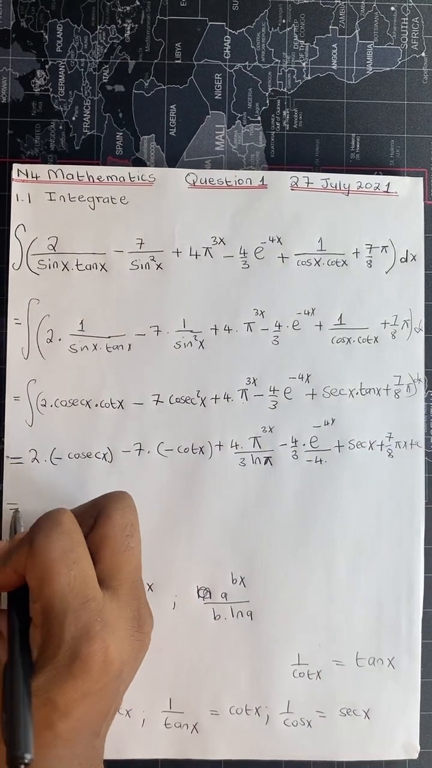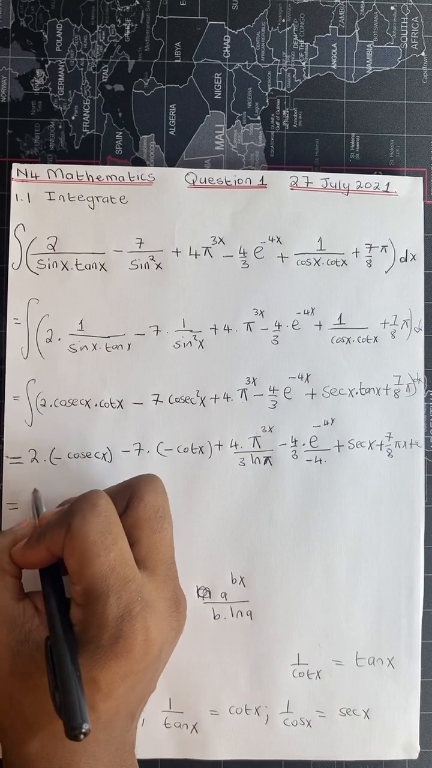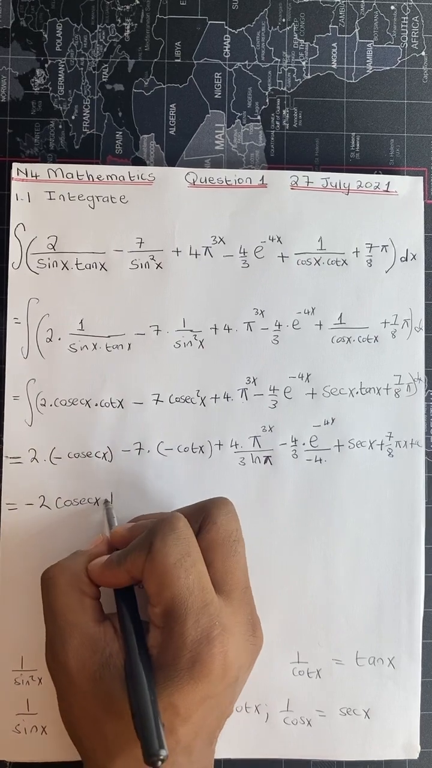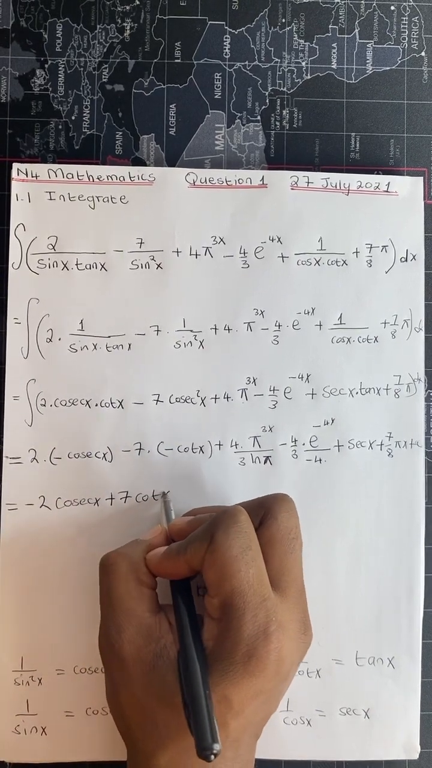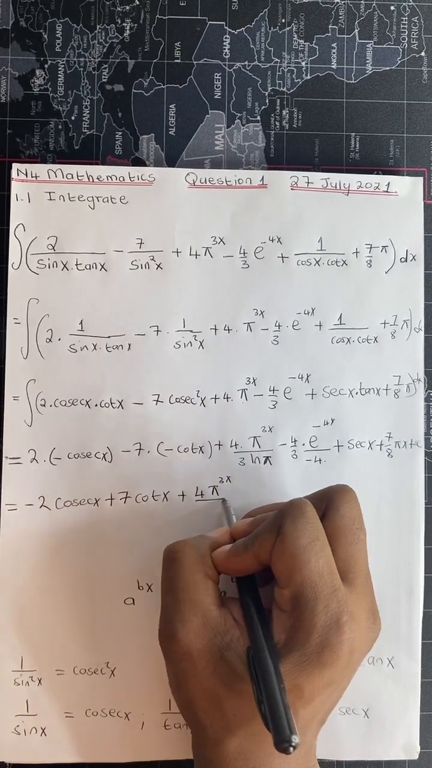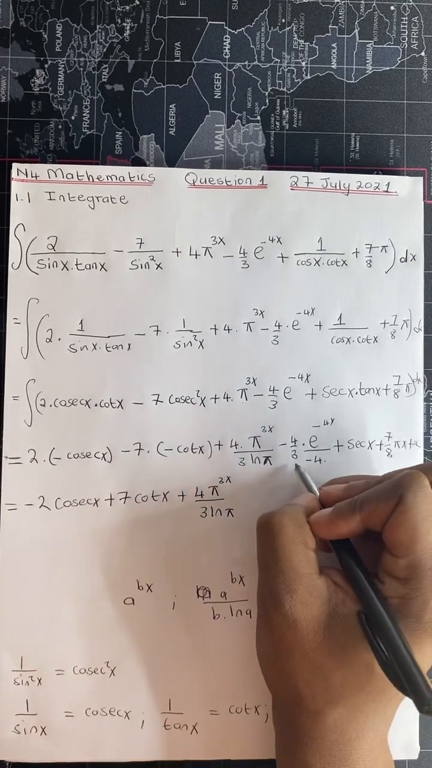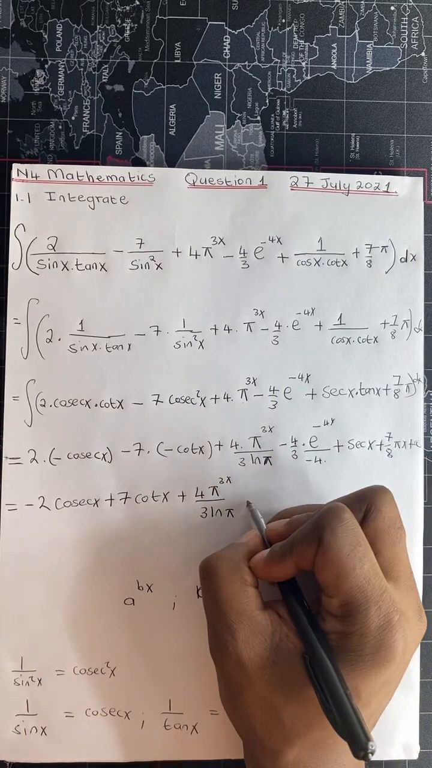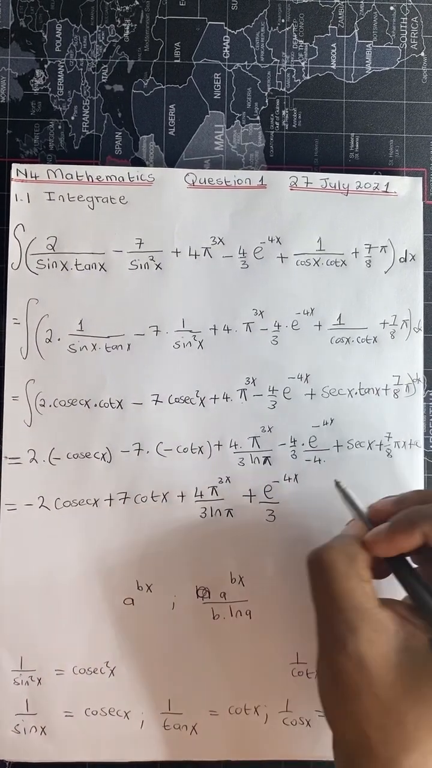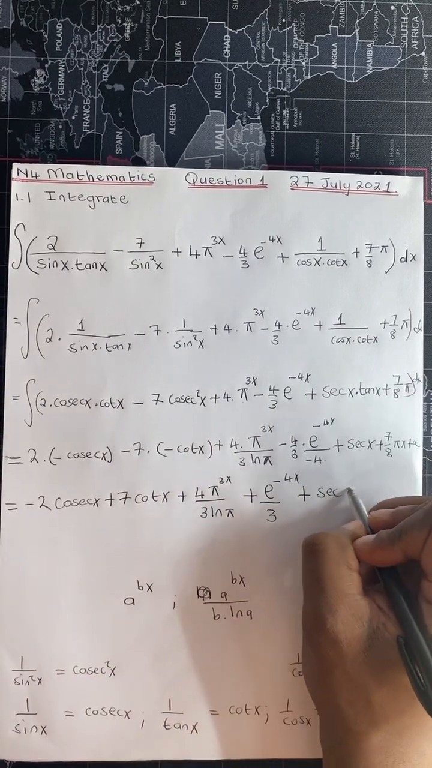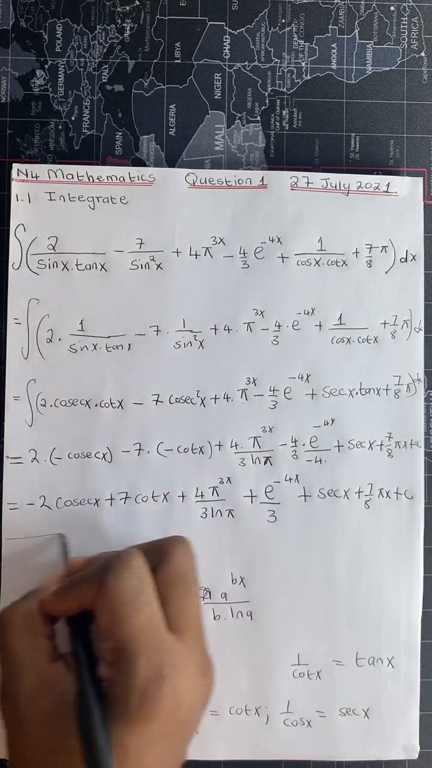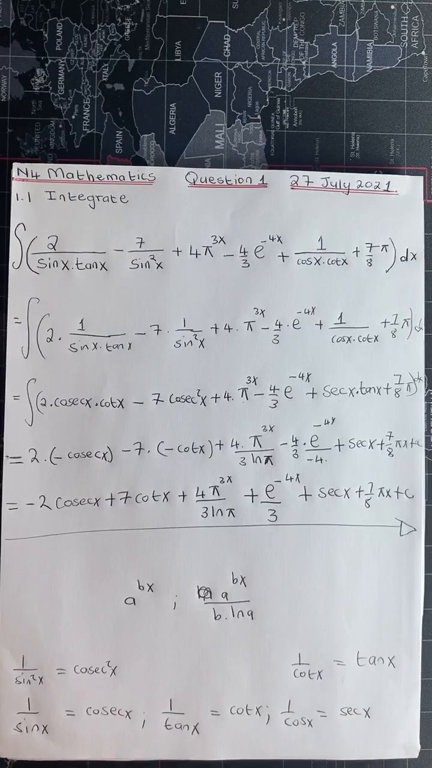So we can simplify this. This will be equal to negative 2 cosec x, negative multiplied by negative is positive 7 cot x plus 4 pi to the power 3x divided by 3 ln of pi. This negative 4 will cancel out with that negative 4, so we'll be left with e to the power negative 4x divided by 3 plus sec x plus 7 over 8 pi x plus c. And this will be our answer for question 1.1.